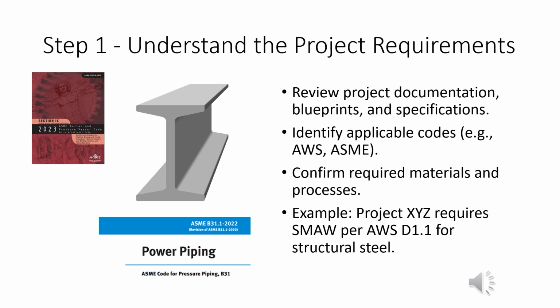Step 1. Understand project requirements. Begin by reviewing all project documentation, including contracts, blueprints, and job-specific specifications. Identify the applicable codes for the project. For example, if you're welding stainless steel, ensure the code aligns with the material. Using AWS D1.1 for stainless steel wouldn't work because it isn't compatible with that material.